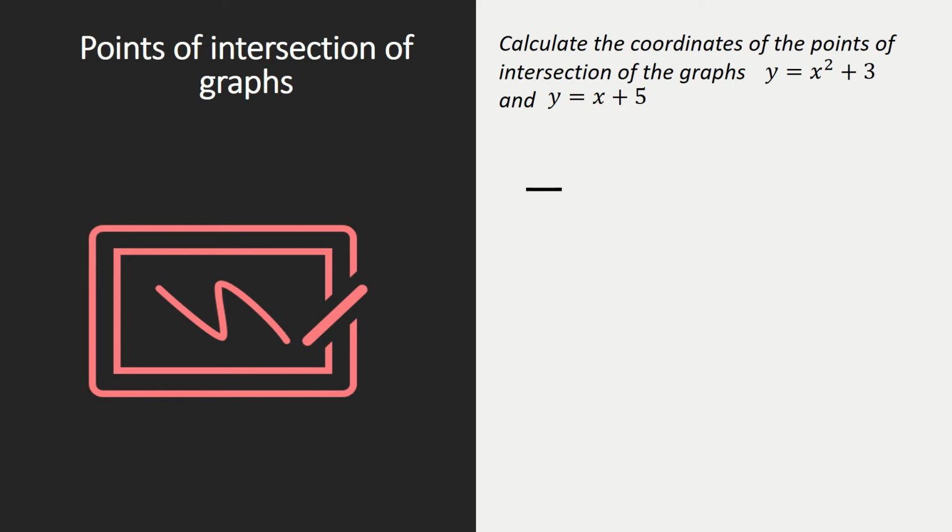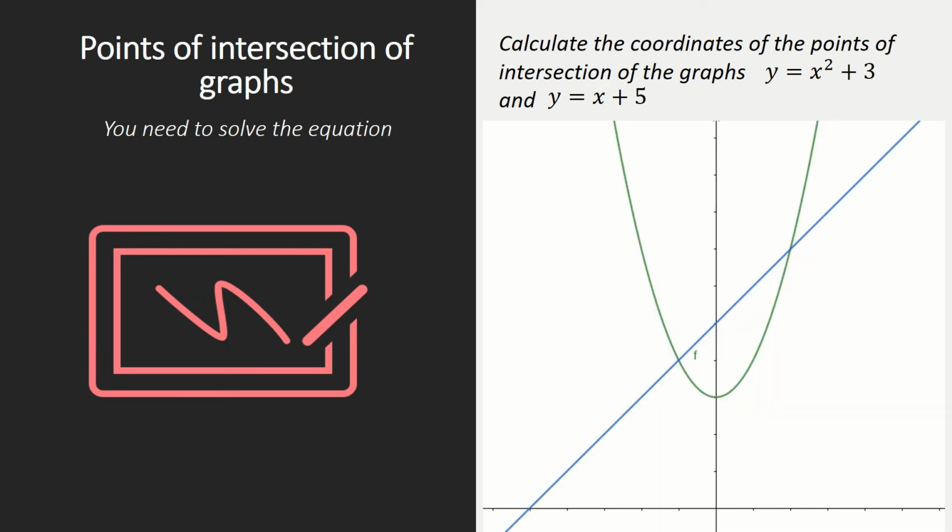Alright, so a question could be: calculate the coordinates of the points of intersection of the graphs y equals x squared plus 3 and y equals x plus 5. So first step, you will always get a question, and they will tell you in this question that this is an intersection point. The intersection point is where two graphs hit each other. So I will call this A. And that is an intersection point as well, and I will call this intersection point B.